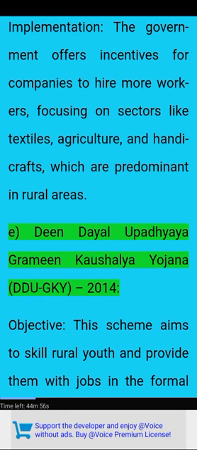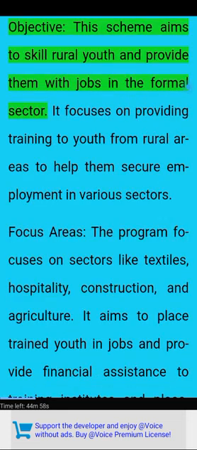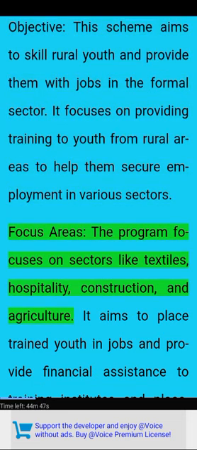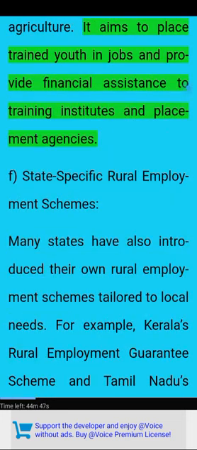E. Deen Dayal Upadhyaya Gramin Kaushalya Yojana (DDUGKY) 2014. Objective. This scheme aims to skill rural youth and provide them with jobs in the formal sector. It focuses on providing training to youth from rural areas to help them secure employment in various sectors. Focus areas. The program focuses on sectors like textiles, hospitality, construction, and agriculture. It aims to place trained youth in jobs and provide financial assistance to training institutes and placement agencies.